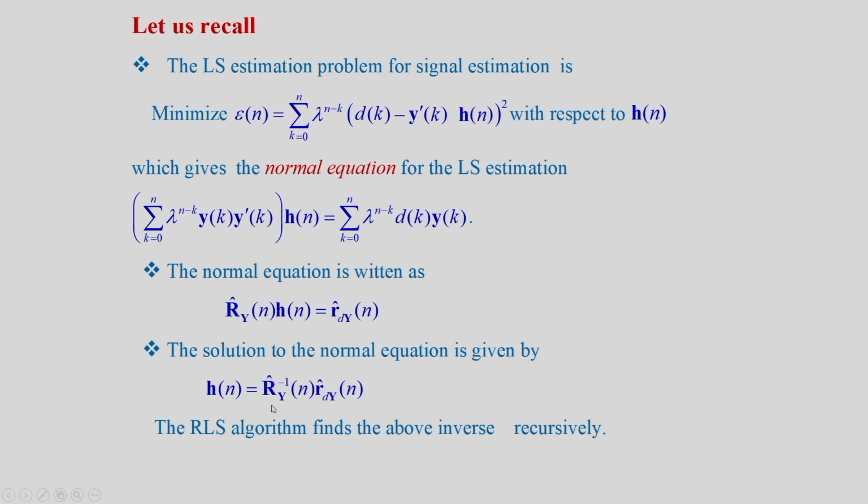So, this is the inverse of the estimated autocorrelation function, and this is the estimated cross correlation function. The RLS algorithm finds this inverse recursively.